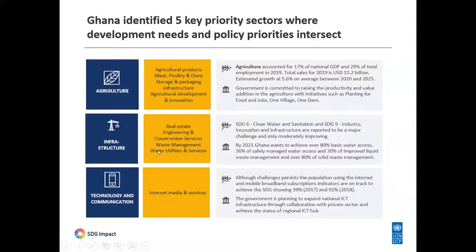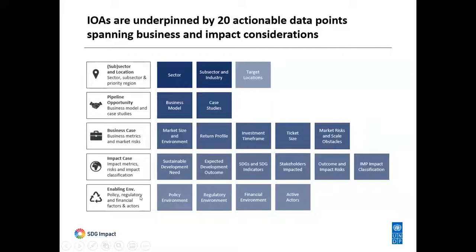The last set of data points that we have in the map is the policy environment, the regulatory environment, financial environment, and then active actors. So this is really a one-stop shop where you find real detailed, granular information concerning an investment opportunity area.